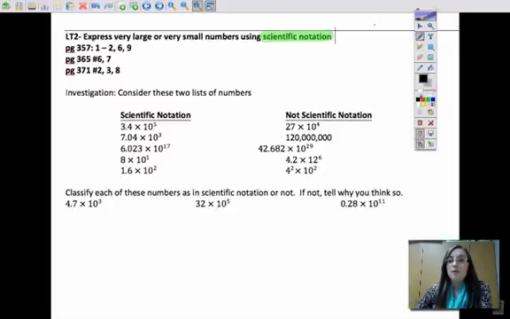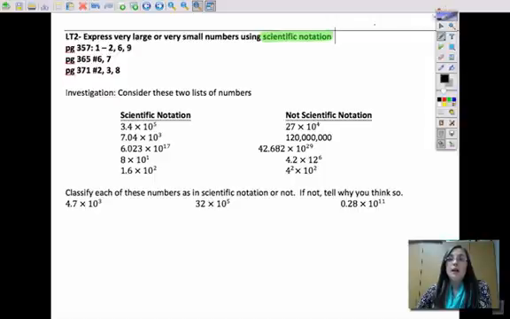I could tell from some of your pretests that you've heard of this before, but I want to make sure that you realize what the real definition is for scientific notation versus not scientific notation. So you're going to pause the video when I get done with the directions, and you're going to look at these two lists of numbers. You're going to look at these that actually are in scientific notation, and the list over here of numbers that are not in scientific notation.